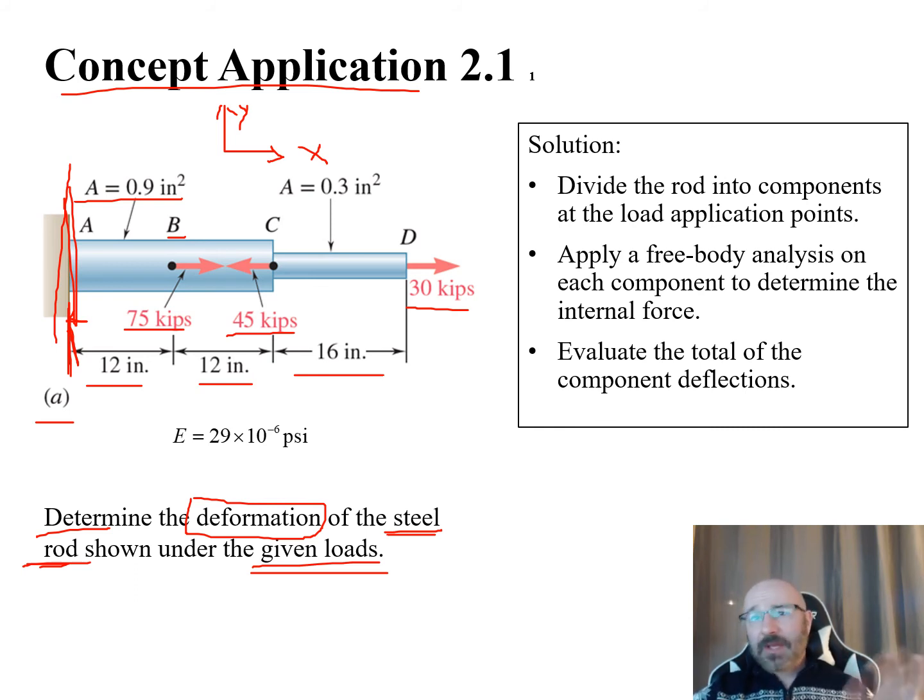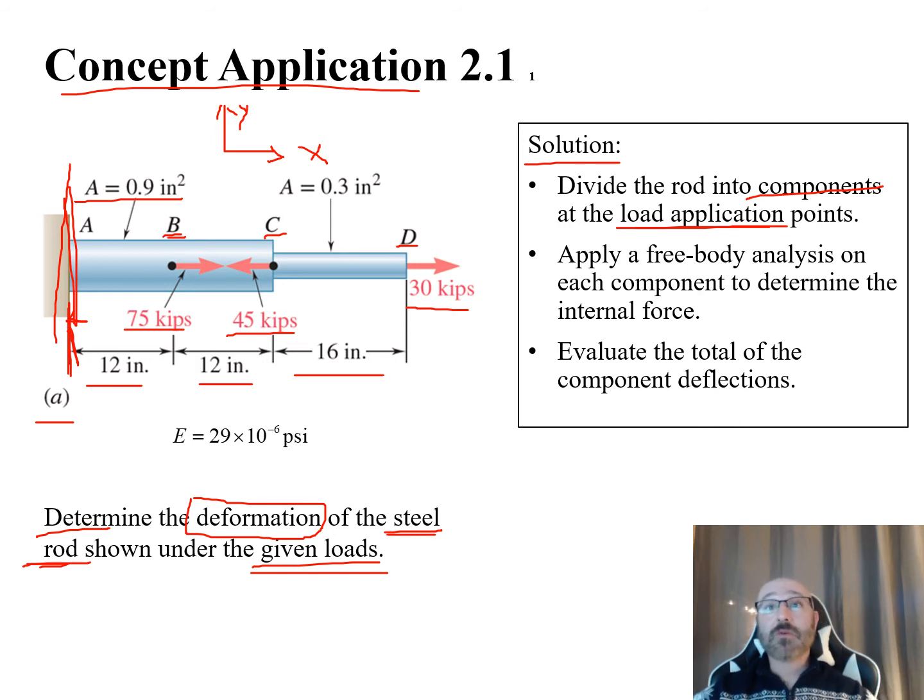This is a complicated geometry, a complicated object. So the thing we want to do when we start talking about our solution is divide it up into individual sections. That's the best way to attack it. It's not overwhelming. We can break it down piece by piece and put it all together. So we can divide the rod into components at the load application points, which are B, C, and D, and deal with each of those separately.